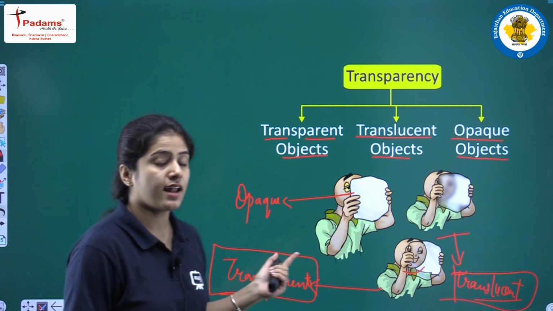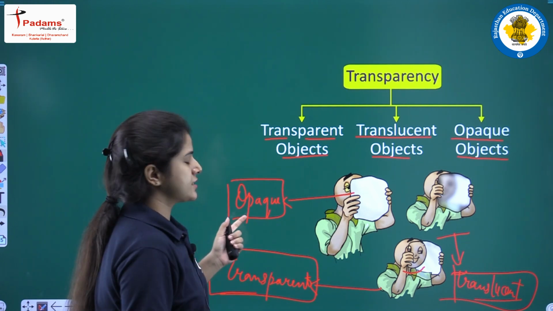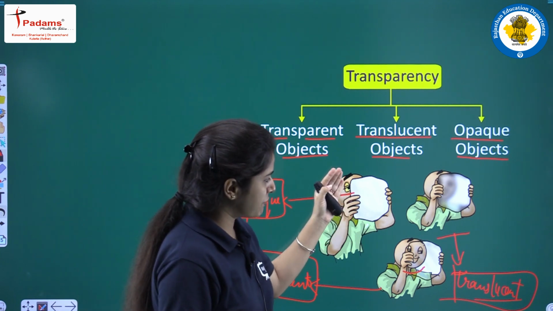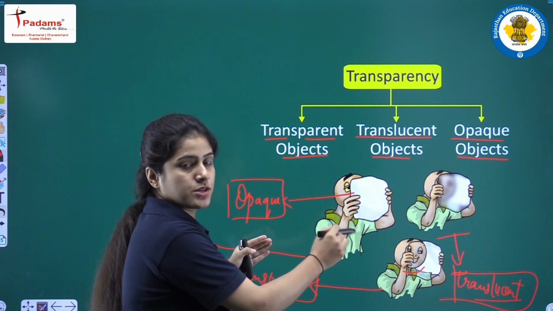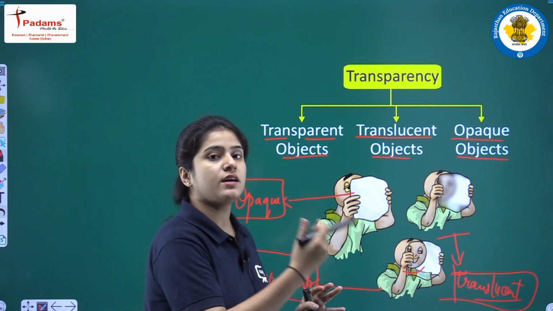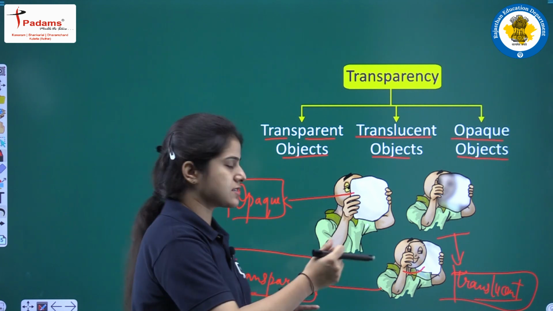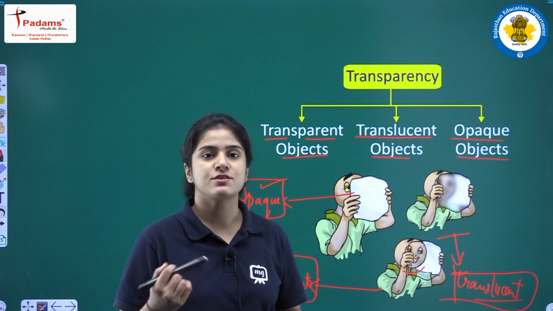Last one, that is opaque objects. In this object, are you able to see the face of the kid from this particular screen? No. So this screen, from which you are not at all able to see the other objects, is called an opaque object. Okay, we'll discuss it further.